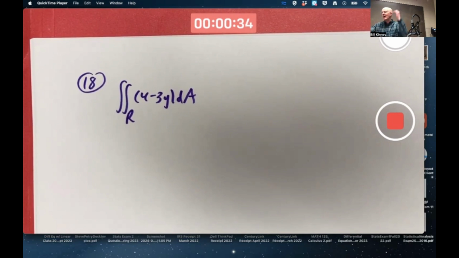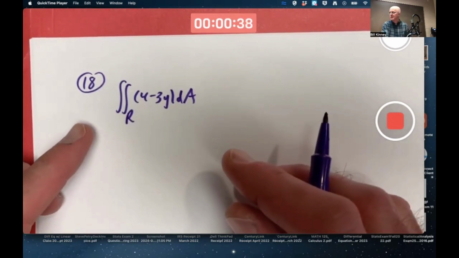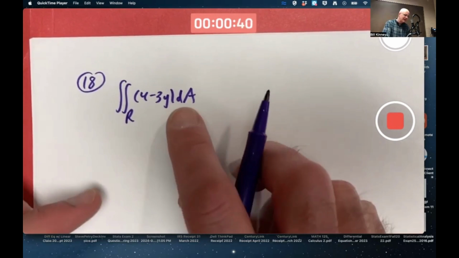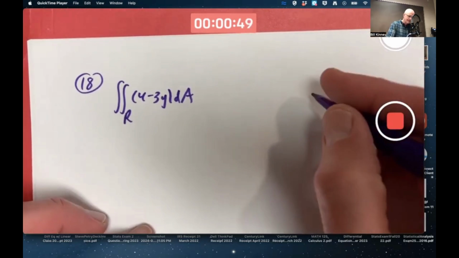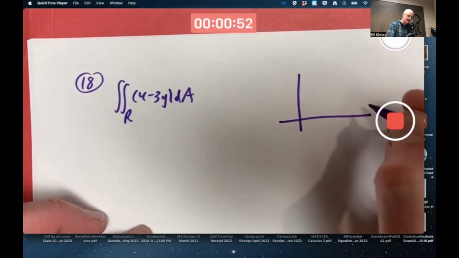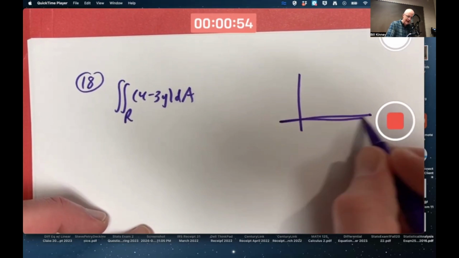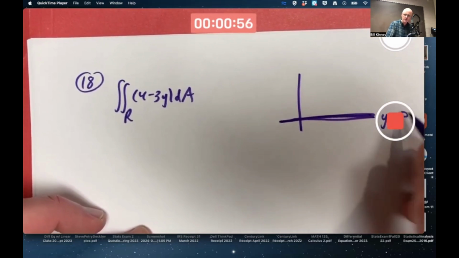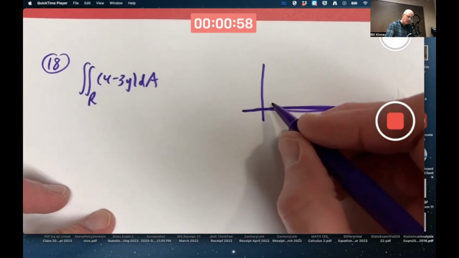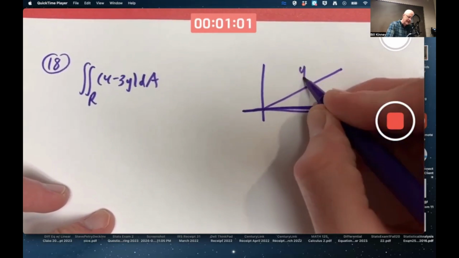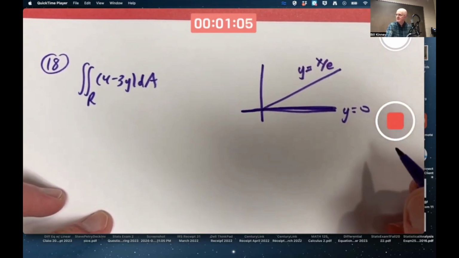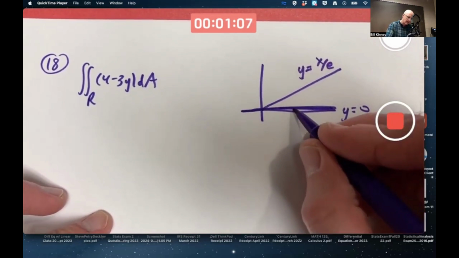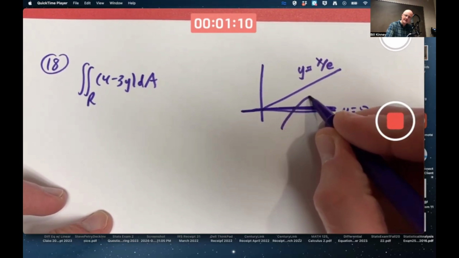Okay, it's just sort of an abstract form. Few different things emphasize the double integral: two integral signs for one thing. The dA and the R down there emphasize it's a double integral. The region: y equals 0 is the x-axis. That's y equals 0. Y equals x over e is a line with a slope of 1 over e. And y equals ln of x.